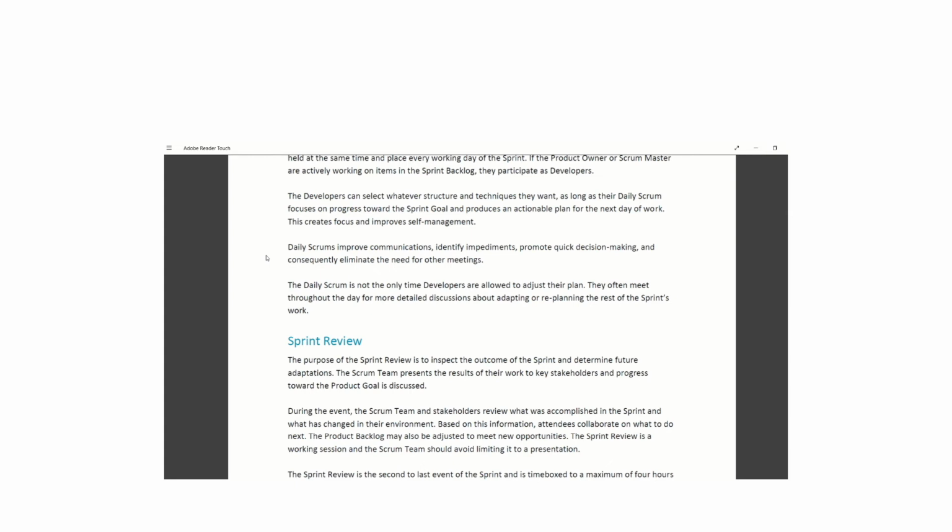The Scrum team presents the results of their work to key stakeholders and progress towards the product goal is discussed. During the event, the Scrum team and stakeholders review what was accomplished in the sprint and what has changed in their environment. Based on this information, attendees collaborate on what to do next. The product backlog may also be adjusted to meet new opportunities. The sprint review is a working session, and the Scrum team should avoid limiting it to a presentation.